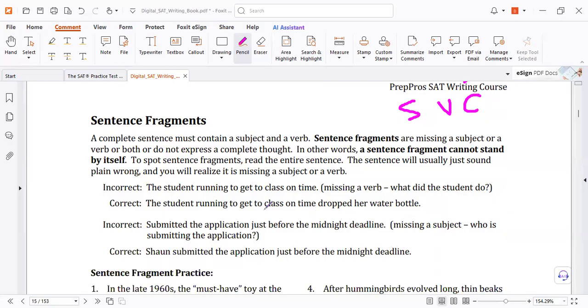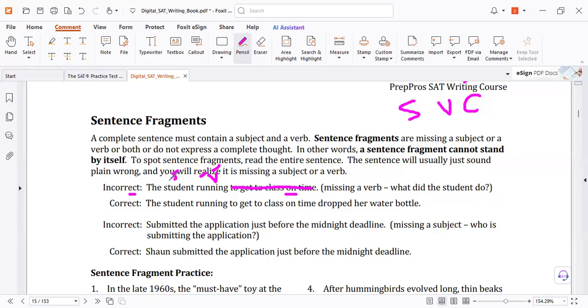Let's see. Why is this one incorrect? It lacks something. Let's find it. As we follow the rules, delete phrases, infinitive phrase, the preposition. The student is running. Is this a verb? No, this is a present participle, not a verb. Because running: the student is running, was running. The verb phrase is not complete. So we have a mistake in the verb.